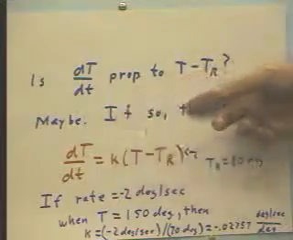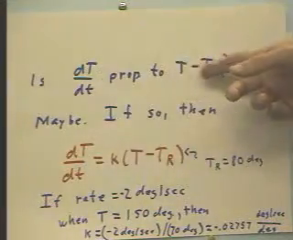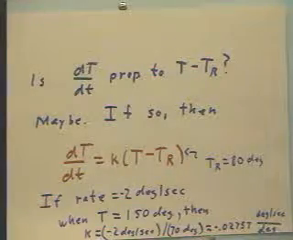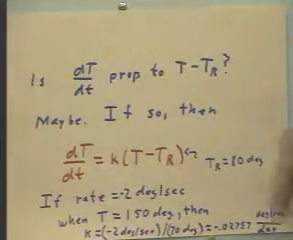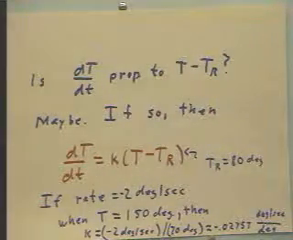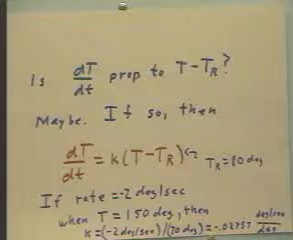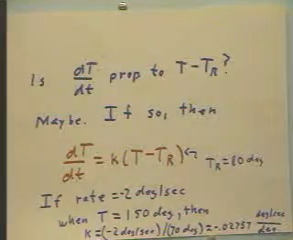However, if it is, if dT/dt is proportional to T minus Tr, well, what does it mean for one quantity to be proportional to another? It means that the first quantity is K times the second. That's how we write a direct proportionality, and that's what we're hypothesizing here. So if we have a direct proportionality, this is what we get.